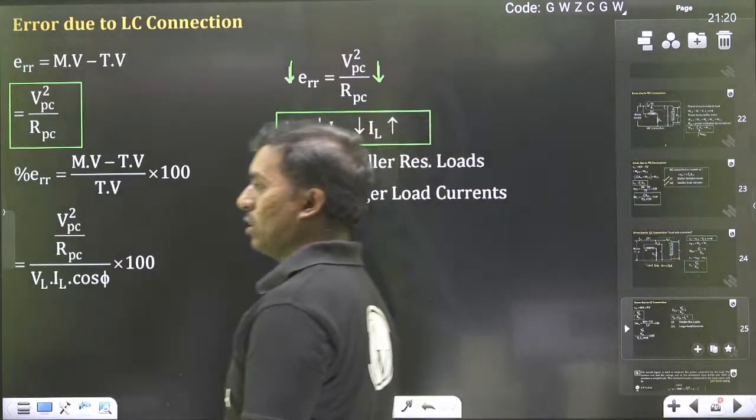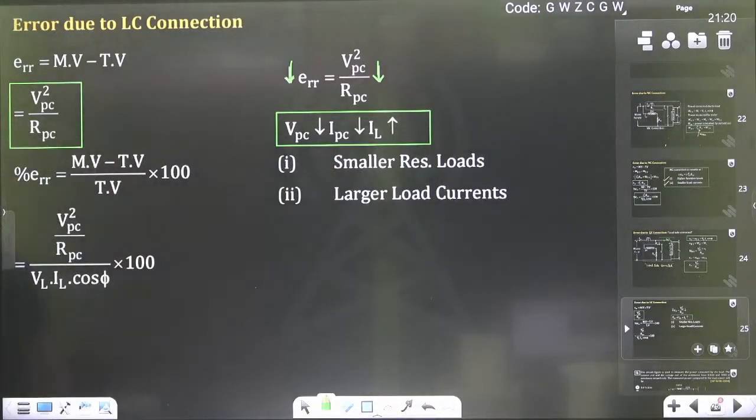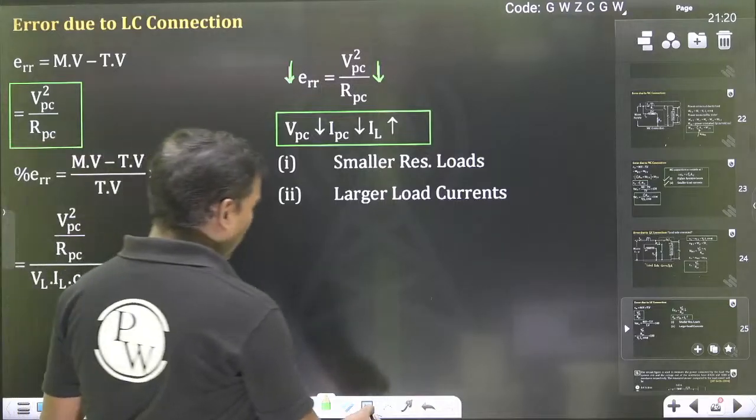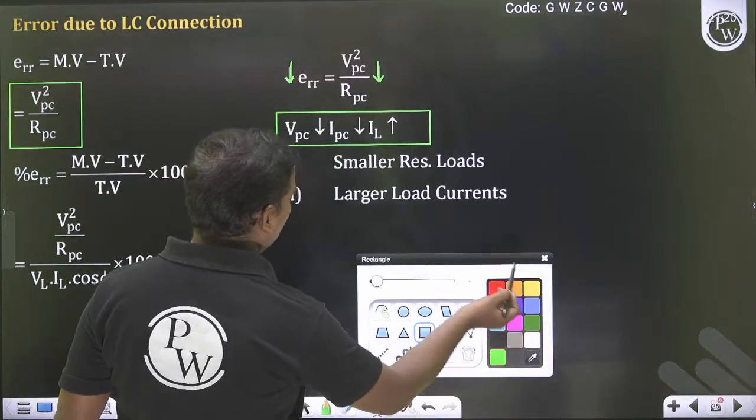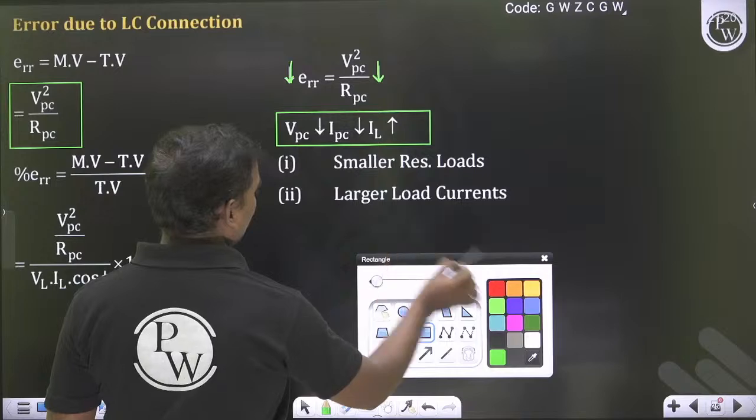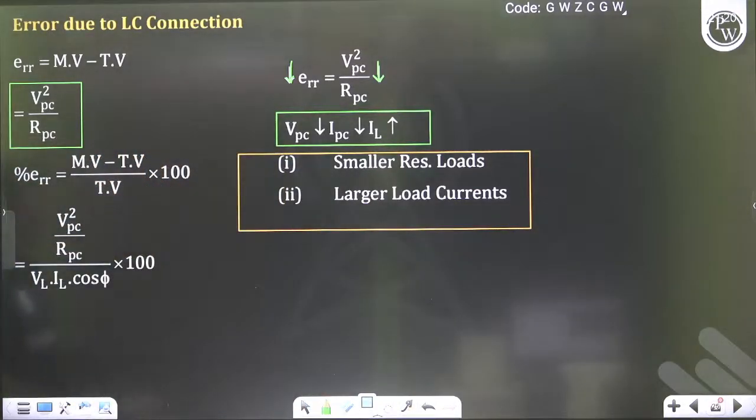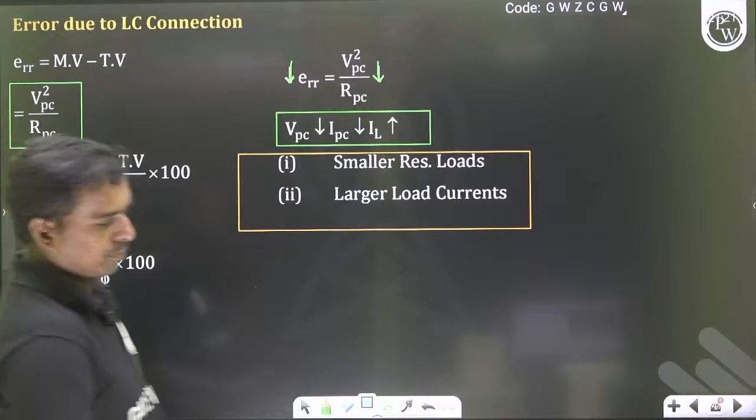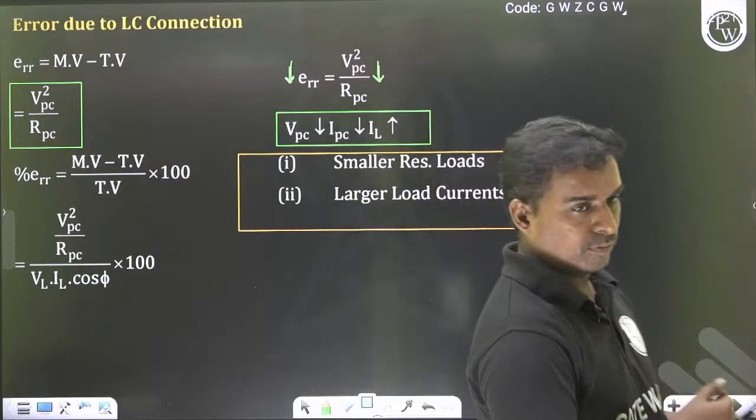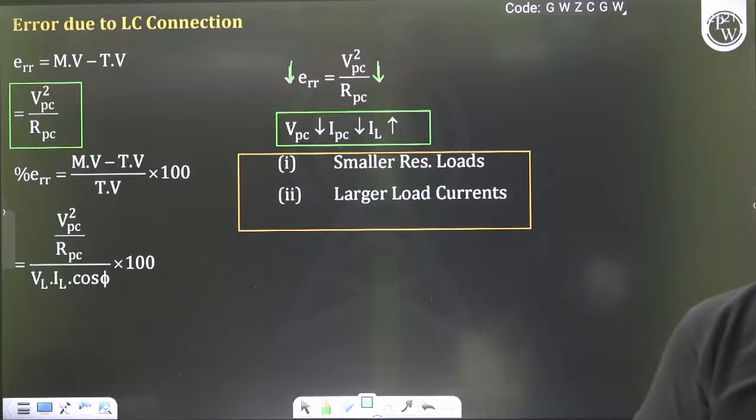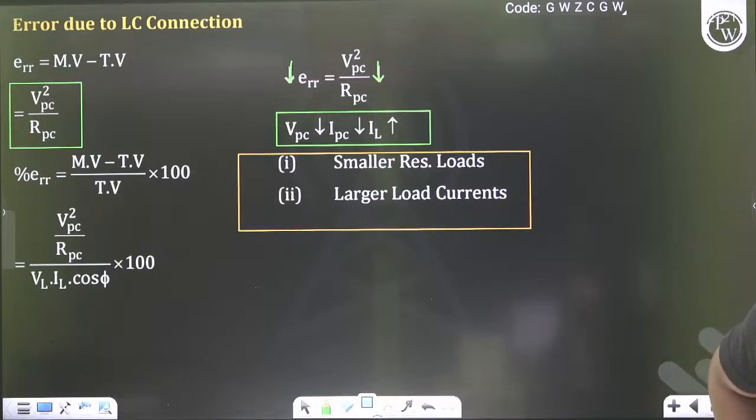Larger load currents. Okay, so this is the point that you have to understand, where the LC connection is suitable: smaller resistor loads and larger load currents. So where these are suitable, that you have to understand. Clear, my dear? So I have given you the example of MC connection, LC connection. MC connection में कहाँ हो रहा है connection, LC connection में कहाँ हो रहा है.